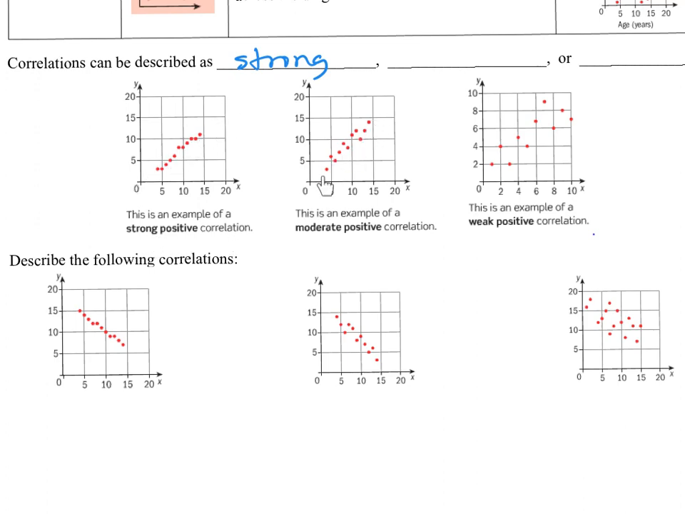Here you see that the correlation is a little bit weaker, but you can definitely see a relationship between the two sets of data. We would say that this is a moderate correlation. And then the last one, we're going to call this a weak correlation. Again, we can still see a relationship. As the one variable is increasing, the other one is tending to increase, but it's a little bit more loosey-goosey than this example, so we call that a weak correlation.